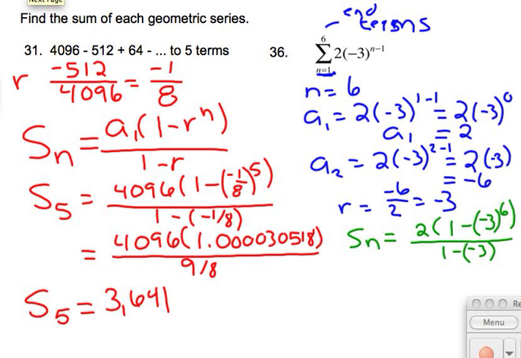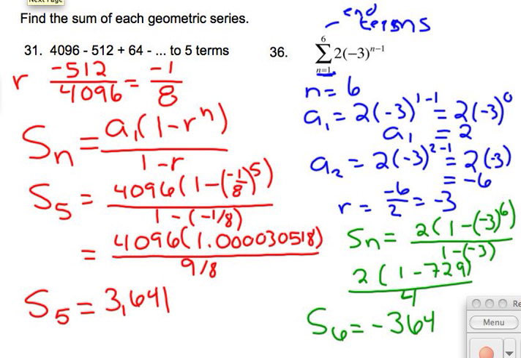When I simplify up, I have 2 parentheses 1 minus 729 all over 4. 1 minus 729 is a negative 728. Multiply that by 2 and divide by 4. The sum of my 6 numbers is a negative 364.